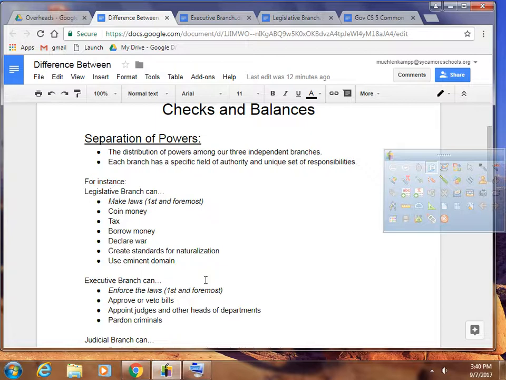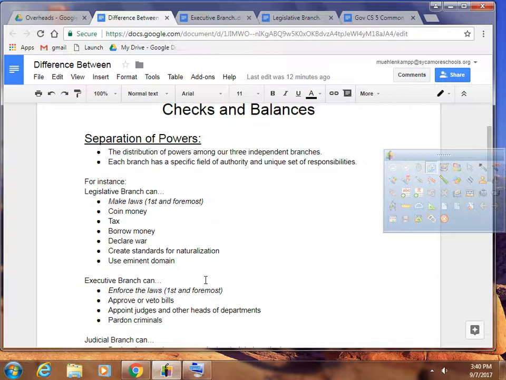Separation of powers. Let's tackle that first. That is the Constitution dividing up the powers amongst our 3 branches of government: executive, legislative, judicial. Each of the branches has a specific field of authority and set of responsibilities. For instance, the legislative branch is in charge of making laws. The other 2 branches cannot do that. That is, by far, their most important duty.